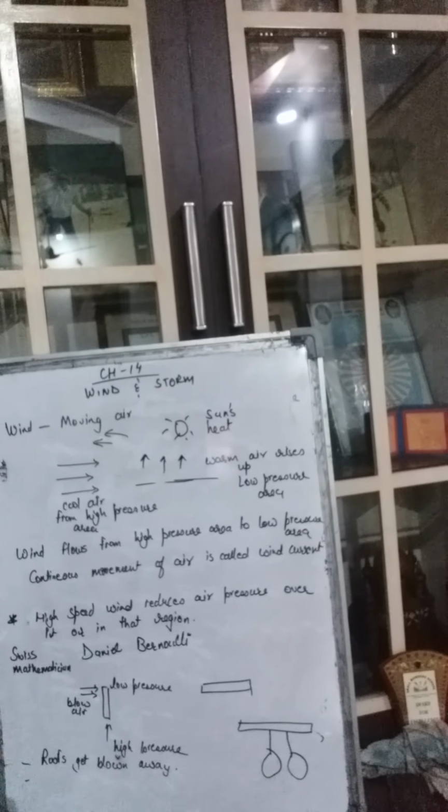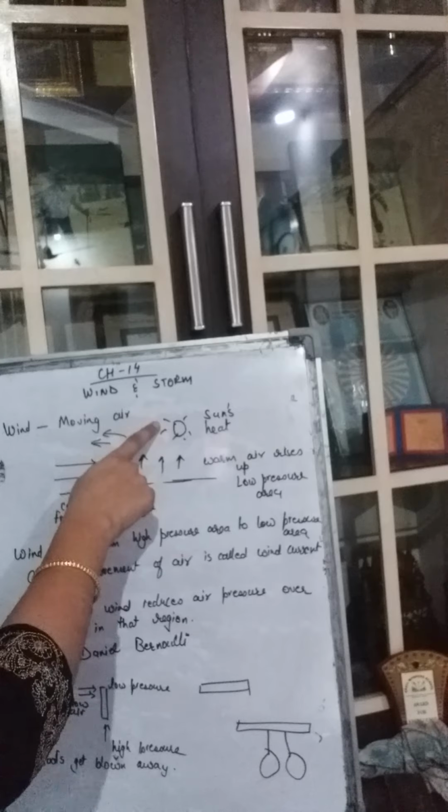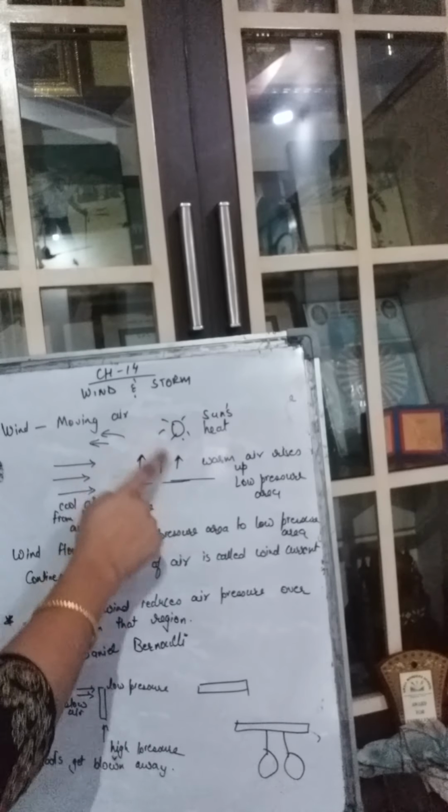And how is wind formed? How does air start moving and lead to the formation of wind? See what happens when the sun is there. The sun heats the land area, so the air on the land starts rising up. It becomes warm and the warm air rises up.